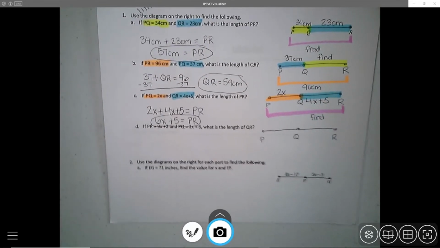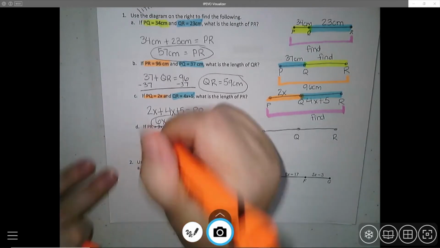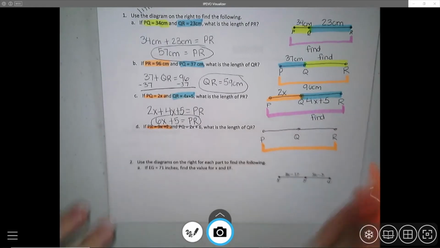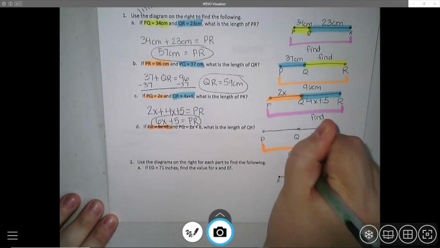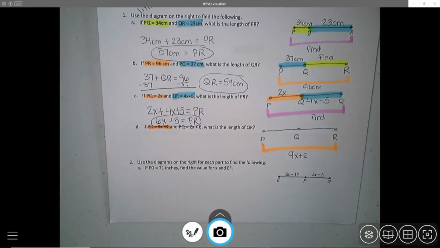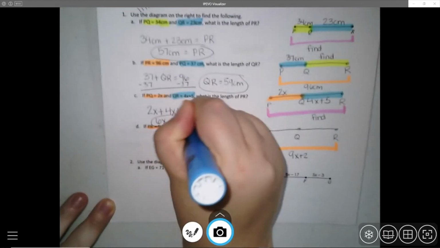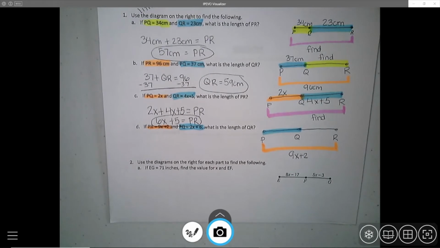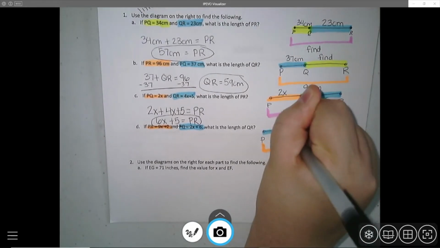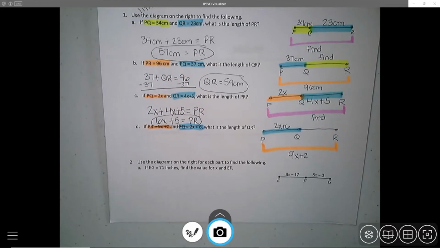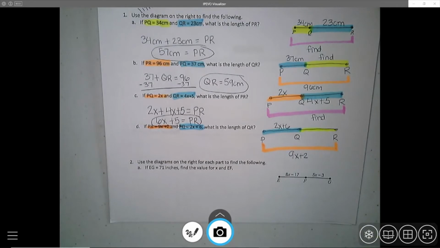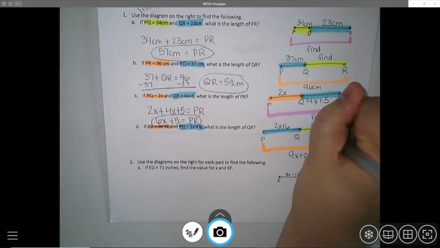Okay, so now let's go here to the last problem with this same visual. They tell me PR is 9x plus 2. P to R, which is that whole big thing, is 9x plus 2. Okay, they go on to tell me PQ is 2x plus 6. They want me to find the length of QR. So I'm going to highlight QR. This is what they want me to find.